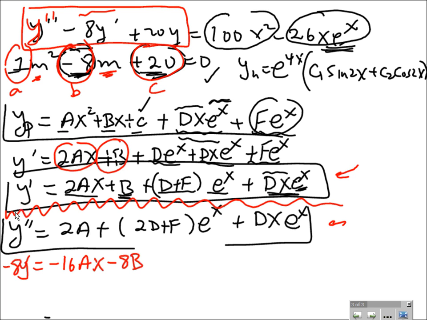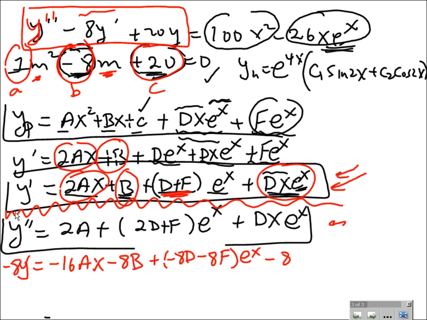Now, well, actually, I should just be doing it here. Multiply this by negative 8. I already did. Multiply that by negative 8. Now I multiply this by negative 8. I get negative 8b minus 8f e to the x, minus, I multiply this by negative 8, 8bx e to the x. Okay.